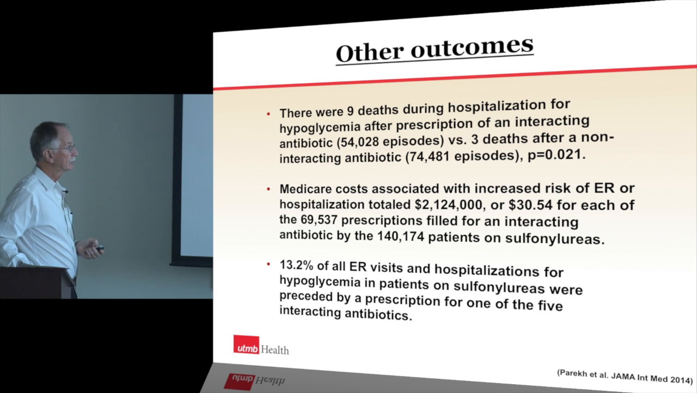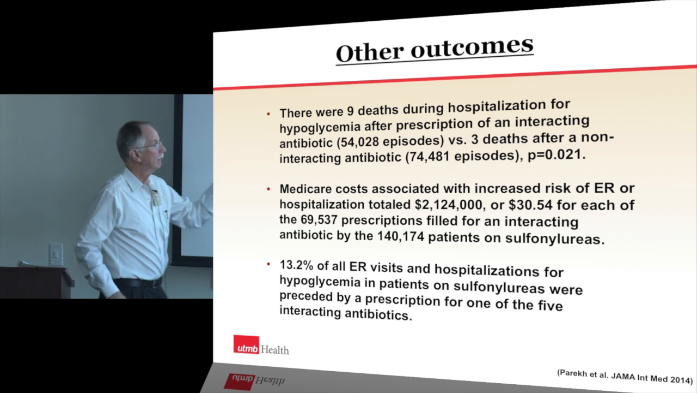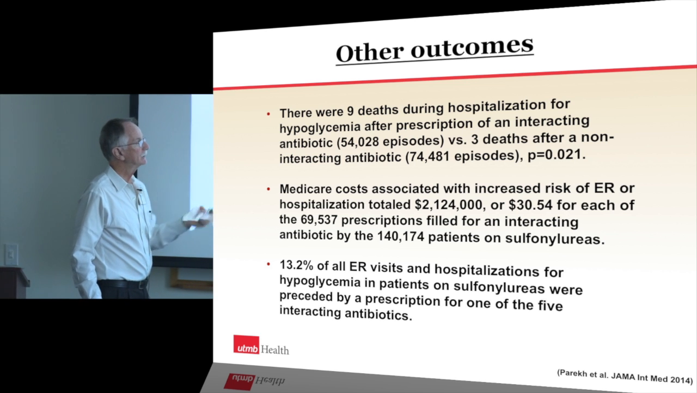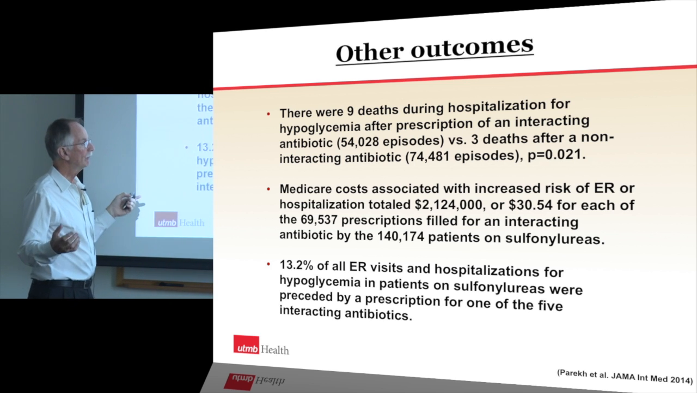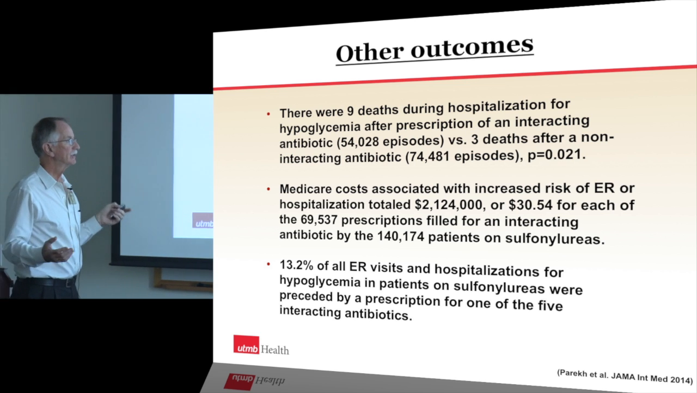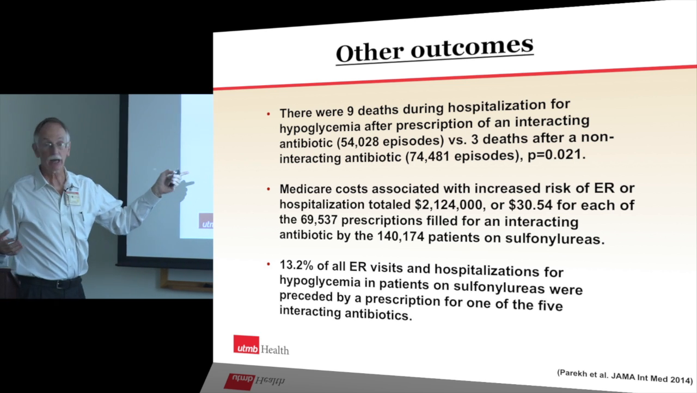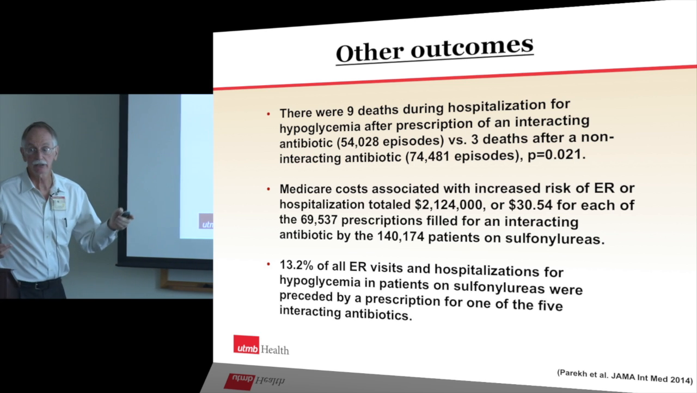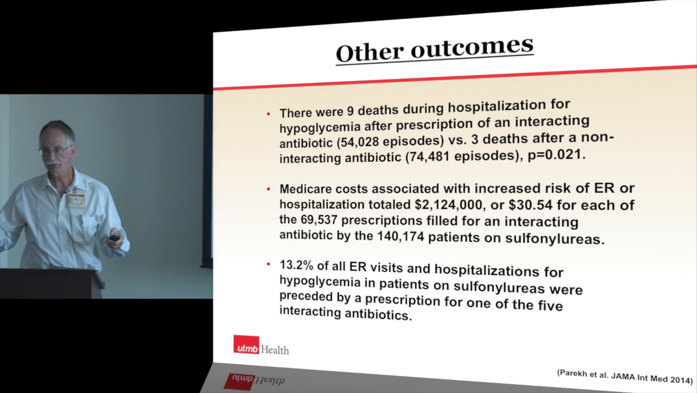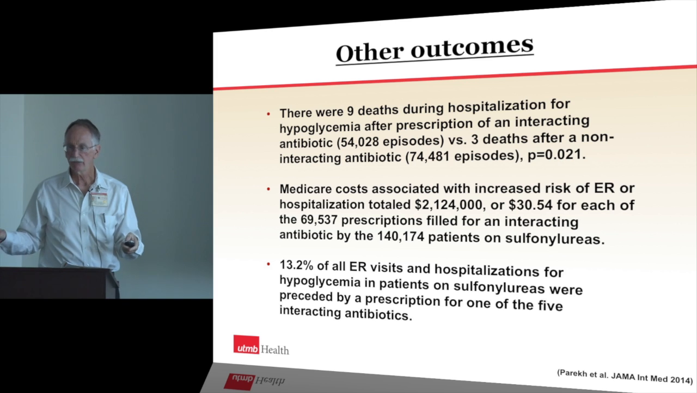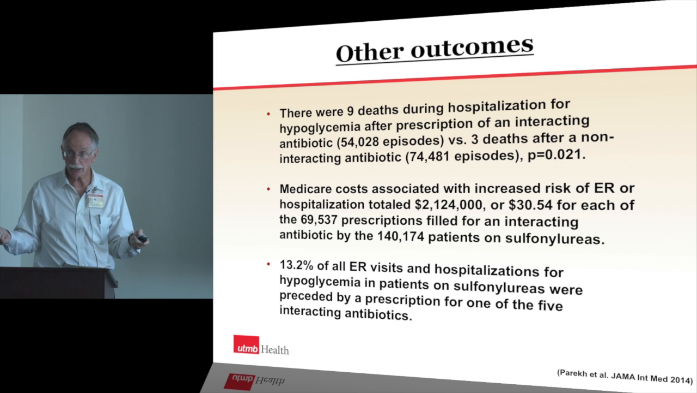The costs were higher, and when we totaled up all the costs and divided it by all the times a person on glipizide or glyburide got a script for an interacting antibiotic, it came up to about $30. So every time you write a script for an interacting antibiotic, because one reason I give Bactrim is it's cheap.